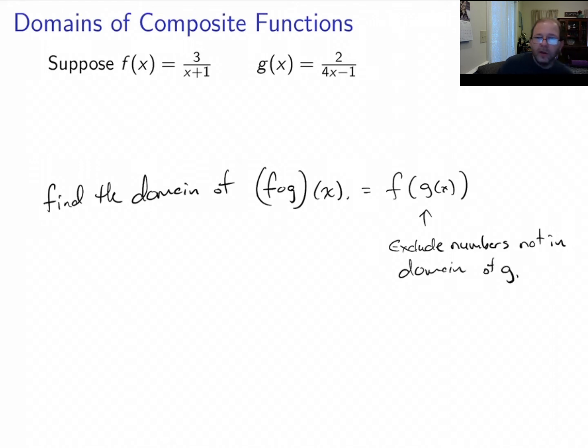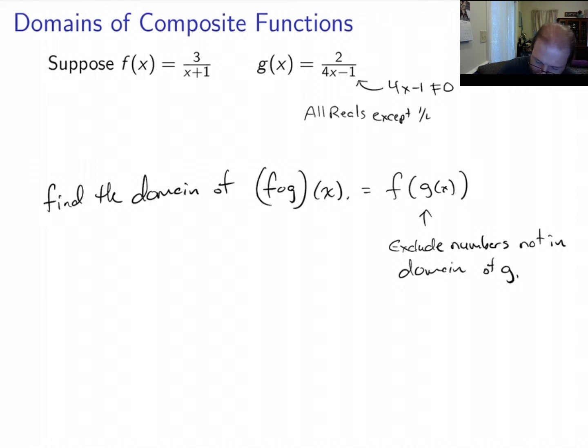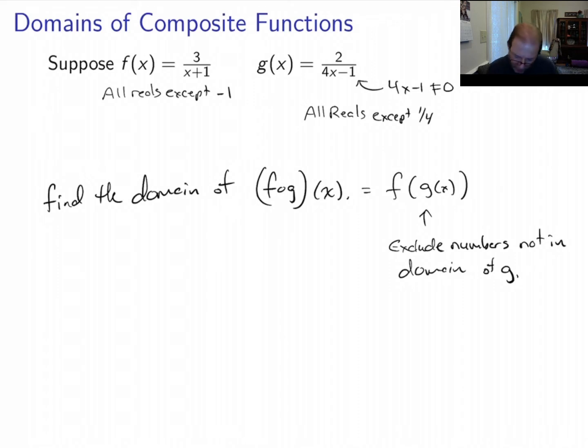So let's come back up here and look at it. The only thing that's not in the domain of g is the solution to 4x minus 1 equals 0. So x can't be 1/4. And over here, the domain of f would be all reals except negative 1. So for this, we've got to do two things. We have to first exclude numbers that are not in the domain of g. And then we have to make sure that when we put this together, we don't get anything that will make the denominator of f of g 0.